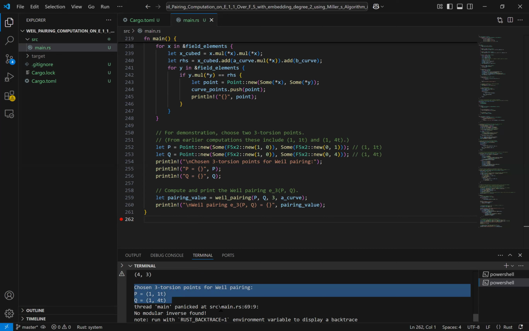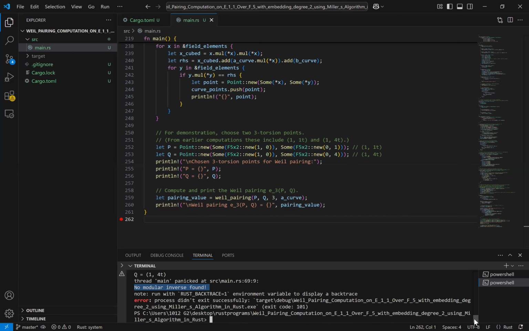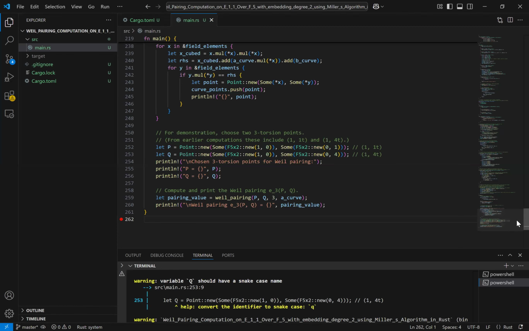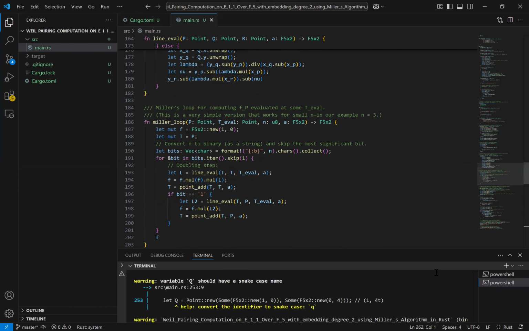And now when it does the Weil pairing, it discovers that the thread panics. The reason is that there is no modular inverse for the value in the denominator. The value in the denominator becomes 0, because it's doing Miller's algorithm. So when it does that, it discovers that the denominator gives 0, and it is therefore not able to do that.